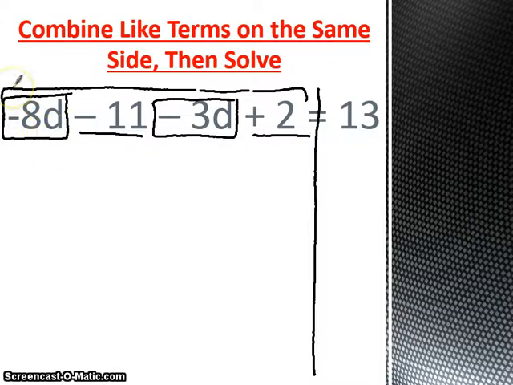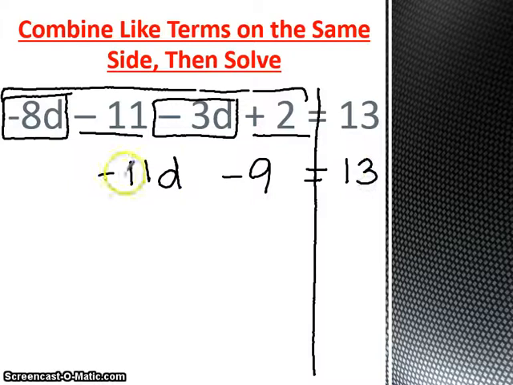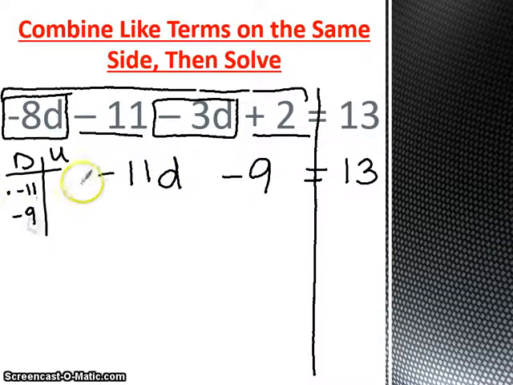So if we combine negative 8d and negative 3d, if you owe 8 and you owe 3, then you owe 11, so we get negative 11d. Negative 11 and positive 2 make negative 9. If you owe 11 and you pay 2, then you owe 9, and that's equal to 13. This is again a two-step equation because there are two operations acting on the variable, multiply by negative 11 and subtract 9. So to solve the equation, we'll have to add 9 and divide by negative 11.